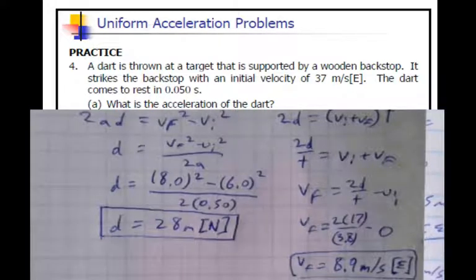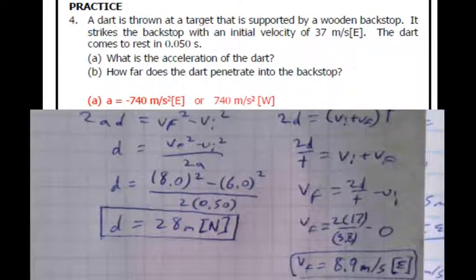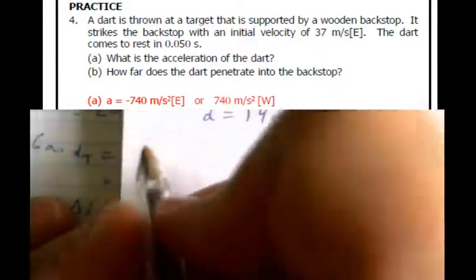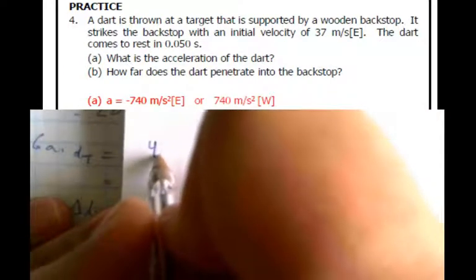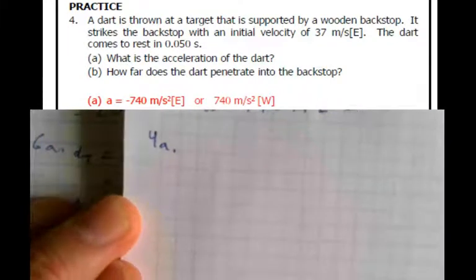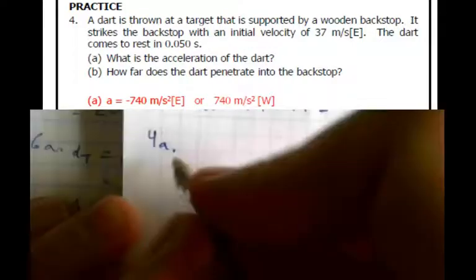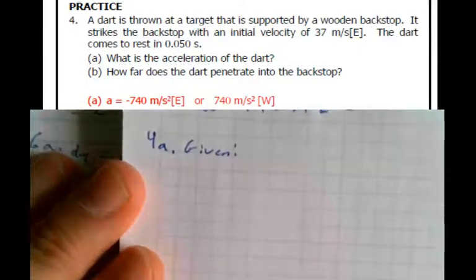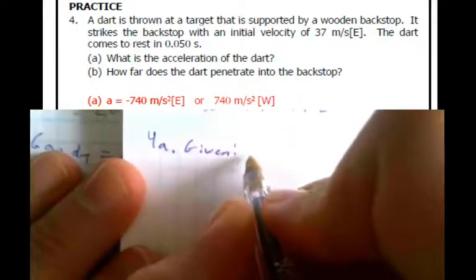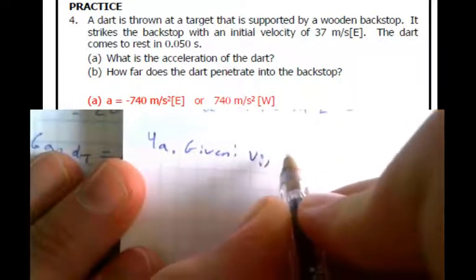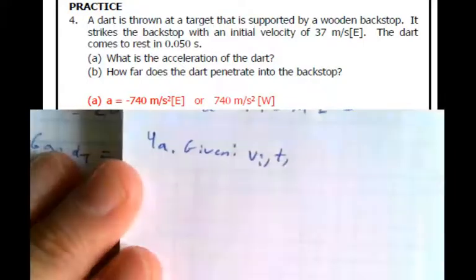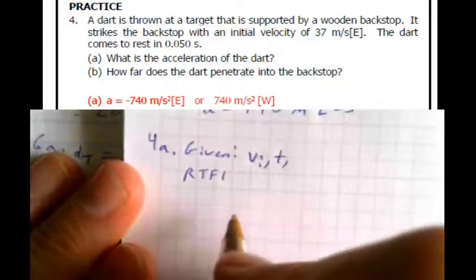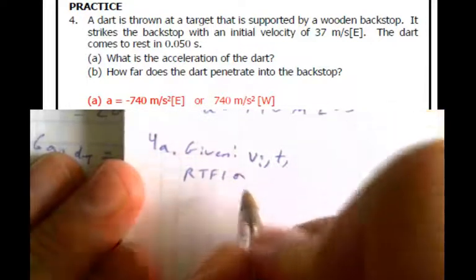So let's look at this question here. First, let's move this so we can see the full question. Okay, in question 4, we're asked two things, which is common for these types of questions because there are two unknown pieces of information. What we're given is the initial velocity of the dart and the time. For part A, we're required to find the acceleration A.